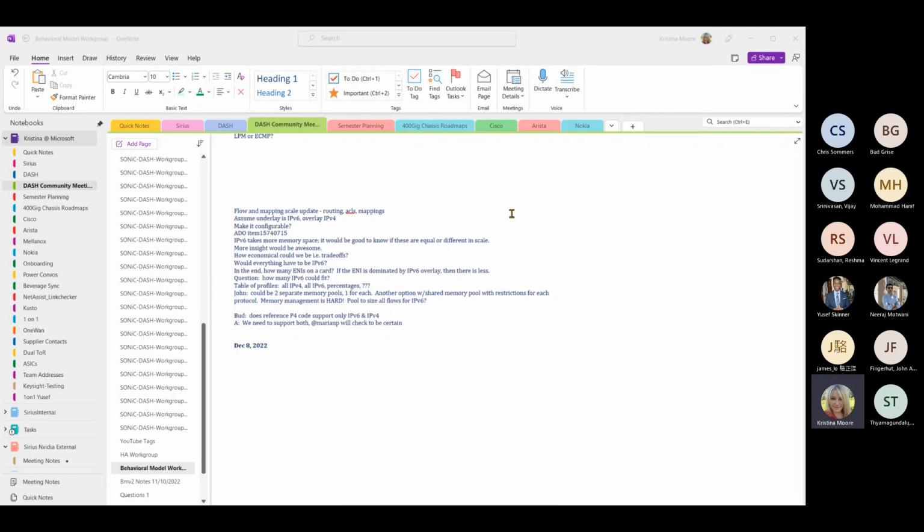Okay. All right. And then I also have that internal Azure DevOps item to continue the discussion about the space for IPv4 and IPv6 and all that. So I have that going on as well.